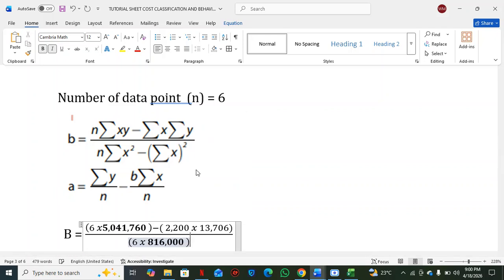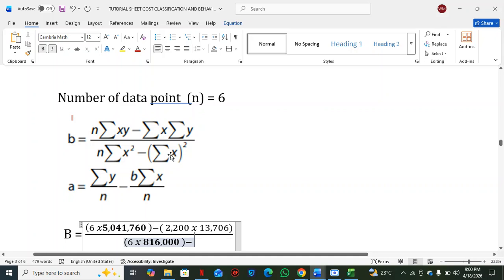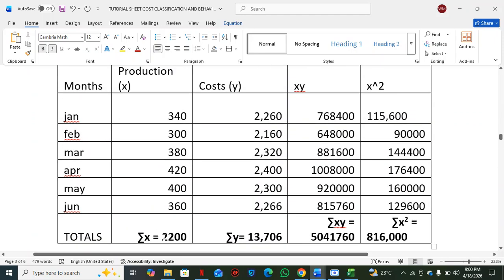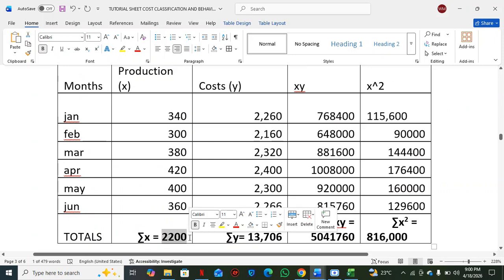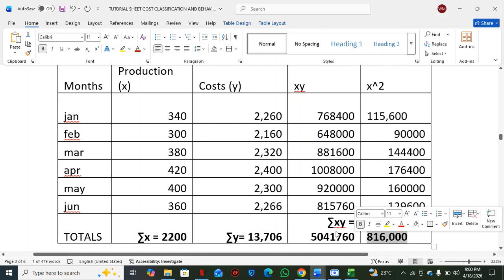Minus sigma X squared. Now take note, pay attention here. This is sigma X, all squared. So this number here, this 2,200, we are squaring it. Don't put this 816,000 again. No. It's this 2,200 which we are squaring.